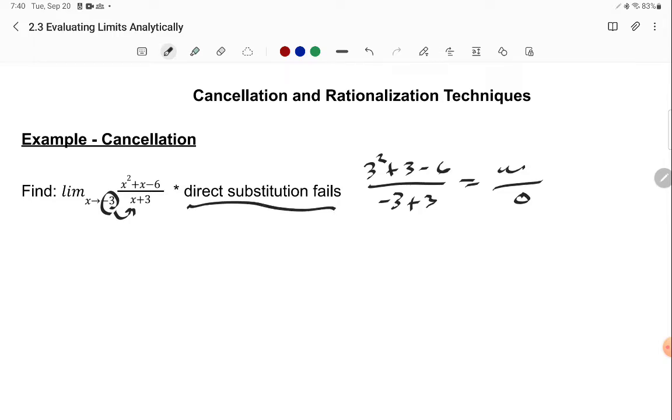Now what we have to do is rewrite it. In this example, we're going to rewrite it so that stuff cancels. Notice the top is a polynomial, which is quadratic. It's a quadratic polynomial, which can actually be factored. So go ahead and factor that, see what happens, and then try resubstituting the negative 3 in. Go ahead and pause the video, try that on your own, and then come back.